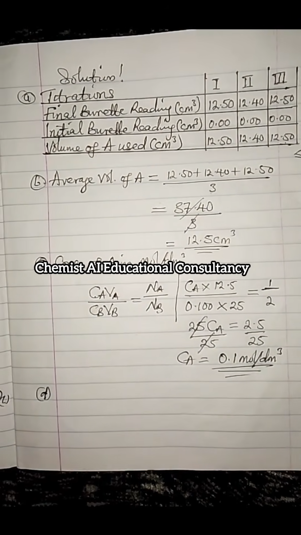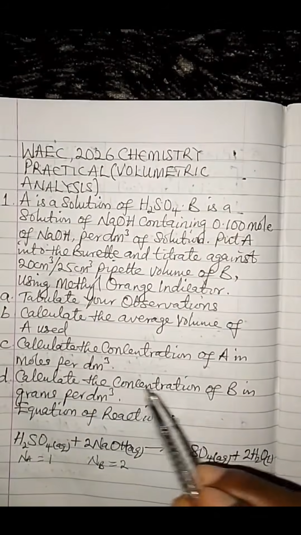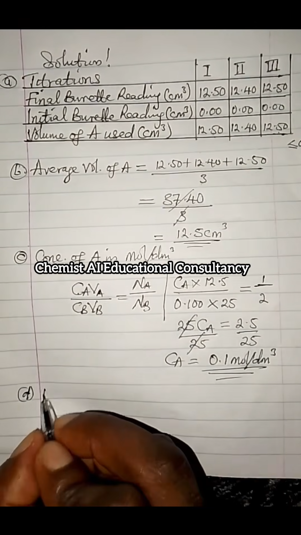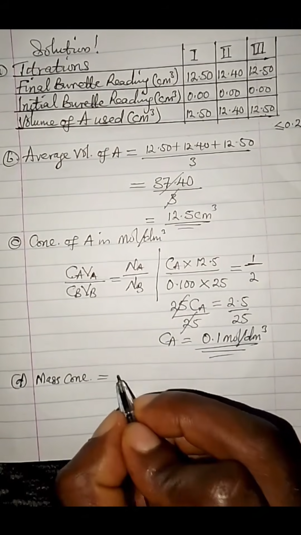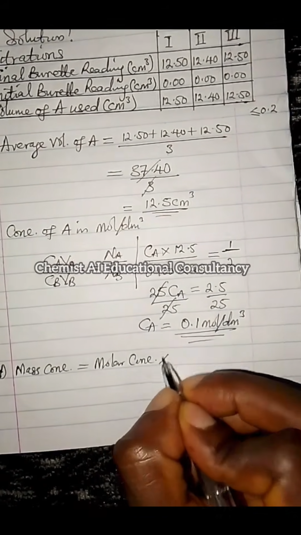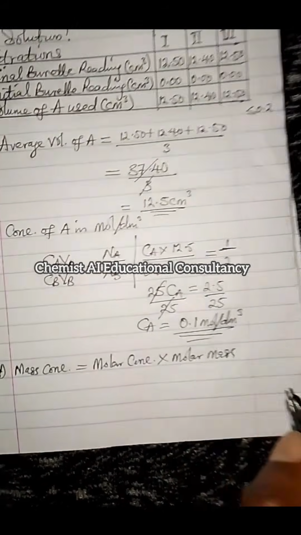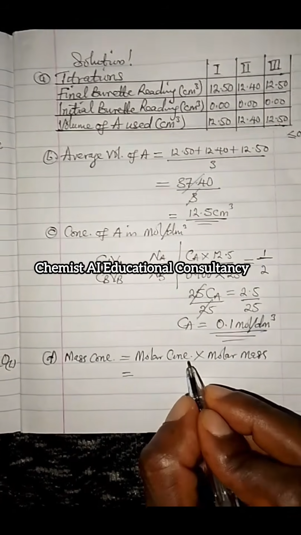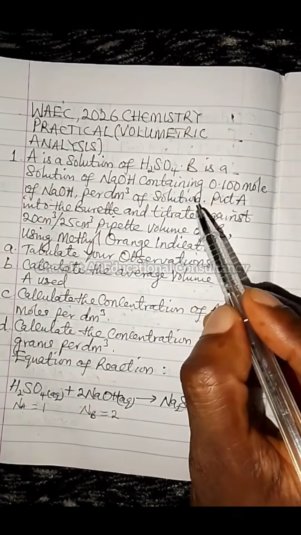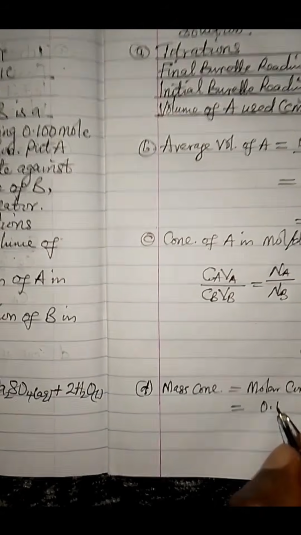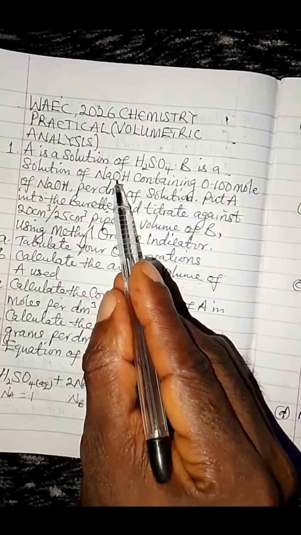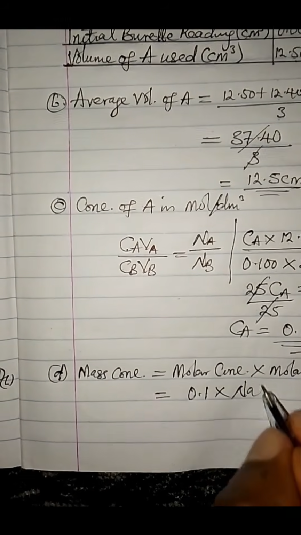Finally, D says concentration of base in gram per dm cube. This is called mass concentration. And remember what I told you before, that mass concentration is equal to molar concentration times molar mass. If you are looking for molar concentration, it is equal to mass concentration over molar mass. But this time around, we are looking for mass concentration of the base, which is molar concentration, which is 0.1, times molar mass of the base. Molar mass of the base is calculated by summing all the atomic masses of the individual elements.